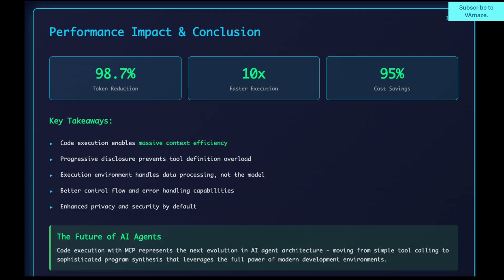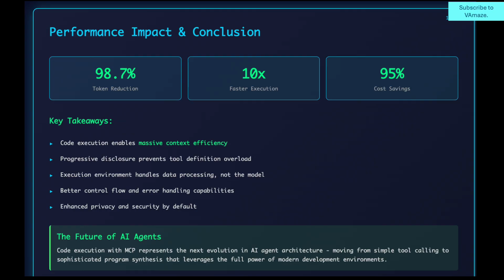And finally, I expect we'll see convergence between traditional software engineering practices and agent development. The line between writing code and building an agent that writes code will blur. Developers will naturally think in terms of giving agents programming capabilities rather than just tool access.